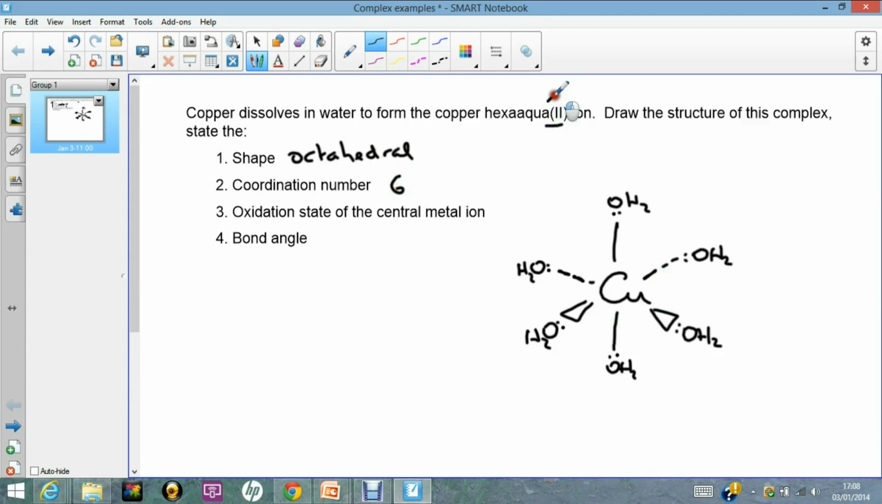We've got the 2+ up here, which means the oxidation state of the central metal atom is +2, which also means really I should have square brackets around here and a 2+ charge, because copper's +2 and water is neutral. And the bond angle, well, it's an octahedral complex, so the bond angle will be 90 degrees.